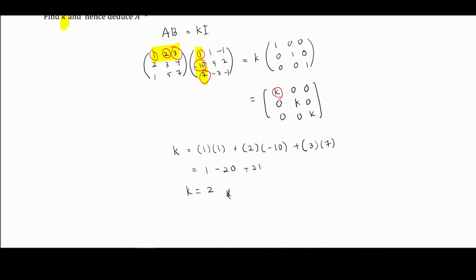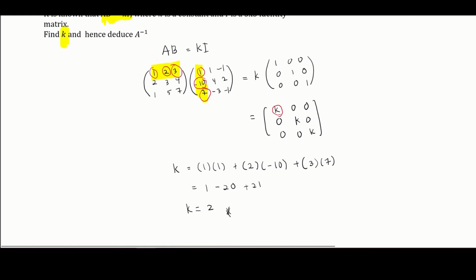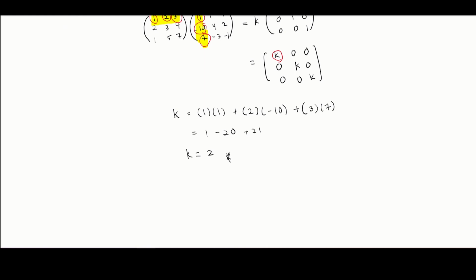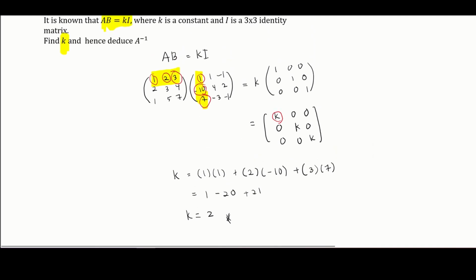Alright, so we get the value of K. We finish with the first question, find the value of K. Now, hence deduce A inverse. So the next part is to find the A inverse. We don't need to use the adjoint or ERO since we have the word hence here.